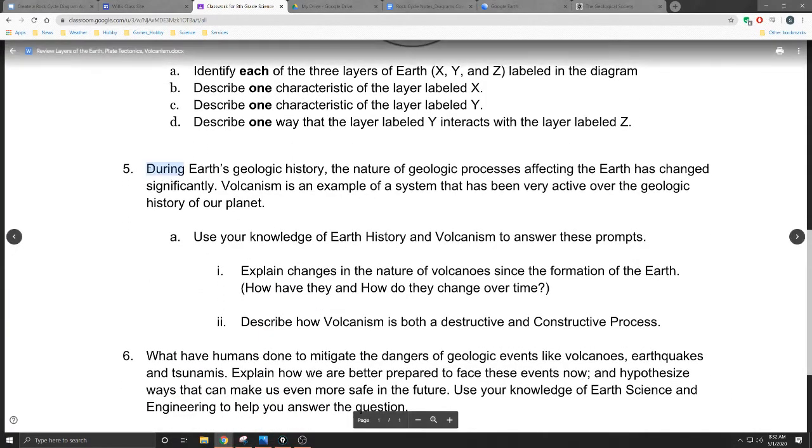Question 5. During Earth's geologic history, the nature of geologic processes affecting the Earth has changed significantly. Volcanoes are an example of a system that has been very active over the history of our planet. Use your knowledge of Earth history and volcanism to answer these prompts. Explain how the natures of volcanoes have changed since the formation of the Earth. How have they and how do they change over time?